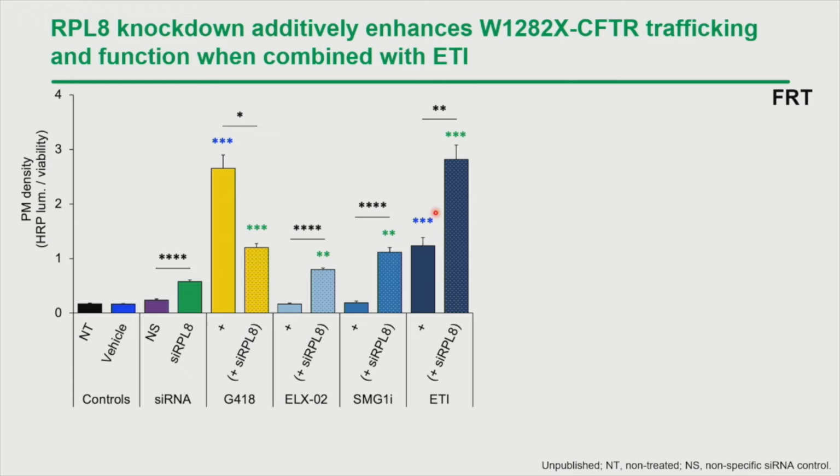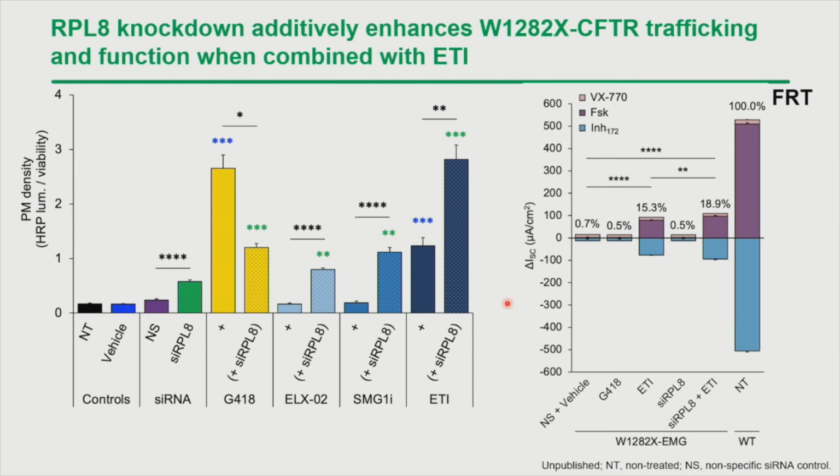But what was really fascinating is when combining the RPL8 knockdown with ETI, like elexacaftor, tezacaftor, ivacaftor, we saw a robust enhancement of 1282X trafficking to the same degree as what we got with G418. So naturally, the next step was to evaluate these applications in FRT cells that, again, are stably expressing W1282X or wild type, and ascertaining the effects on function. So again, these are Ussing chamber studies.